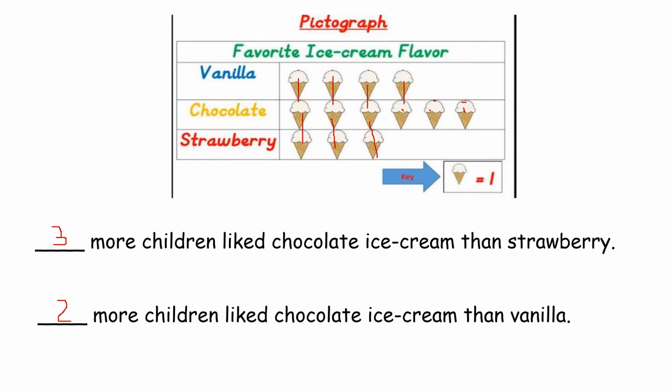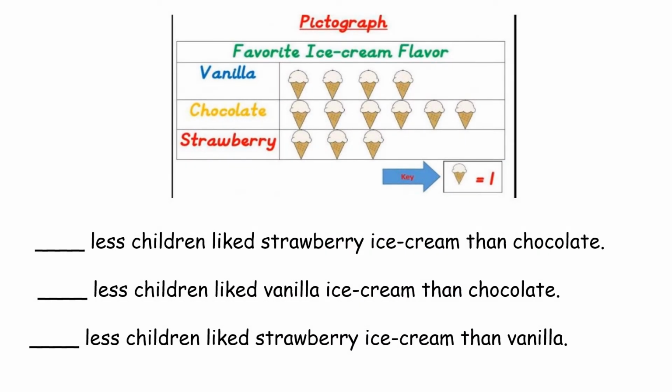So today we are going to move on and we are going to do how many less children. So let us continue looking at the video to see how we are going to figure out how many less children. Last day we did how many more children. Today we are doing how many less children. Right? How many less children like strawberry than chocolate. And basically we are doing it the same way.